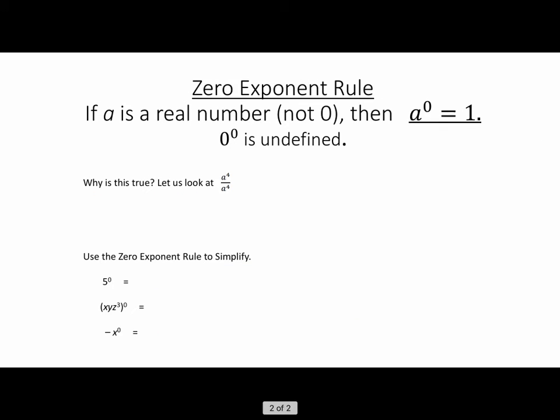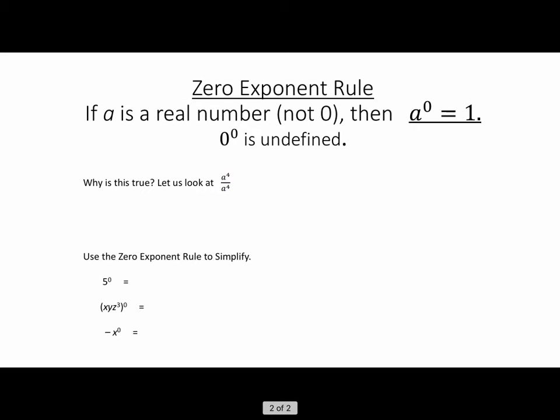The zero exponent rule. If a is a real number, not 0, but any other real number, then a to the 0th power equals 1. And 0 doesn't work because 0 to the 0th power is undefined. It's not 1, but we won't need to worry about that because we won't have that in any of our examples. So why is this zero exponent rule true?